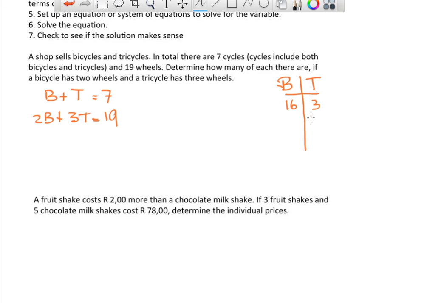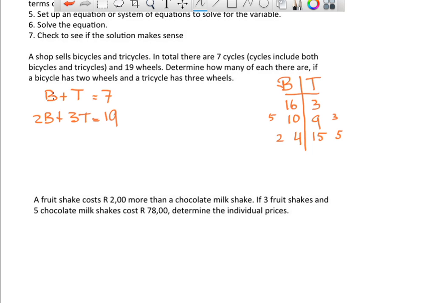So 3 times 3 is 9, so 9 wheels here, and then that leaves you with 10 wheels there, so this would give you a 5 and a 3, that doesn't work. So what if I make this 4? 4 times 3 is 12. That didn't work. So 5 times 3 is going to be 15. So if I have 5 of these, then I have 4 left here, and then that would be 2. So there are 2 bikes and 5 tricycles. So that's one way to do it. Guess and test. Okay?